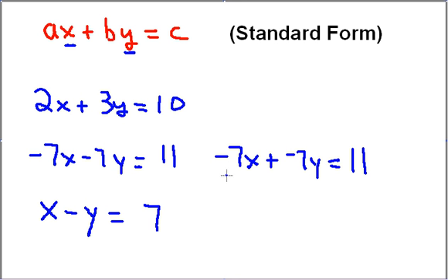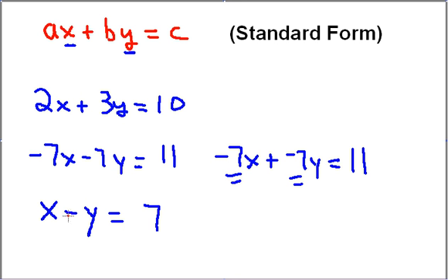Our a, once again, is our minus 7, and our b, what's being multiplied by the y? Minus 7 is being multiplied. And then our c is 11. In our last equation here, x minus y equals 7. Well, we do have the x's and the y's on the left, but we are missing an a and a b, and we have a subtraction sign instead of an addition sign. So how are we going to correct this?